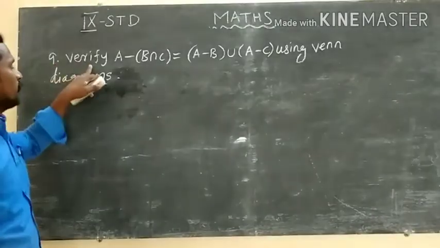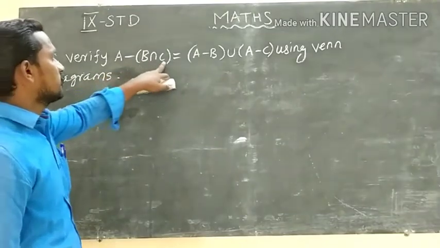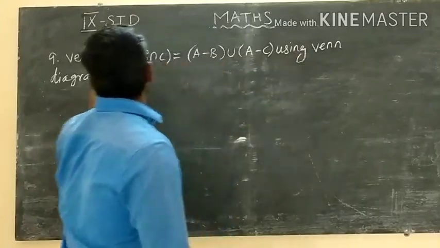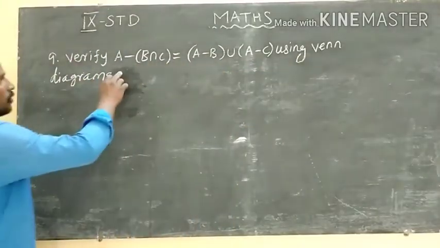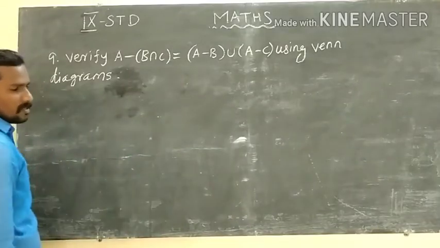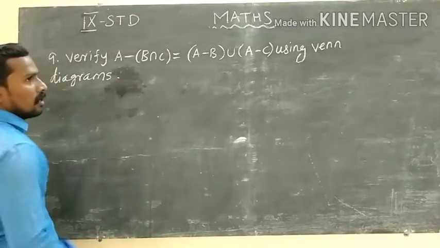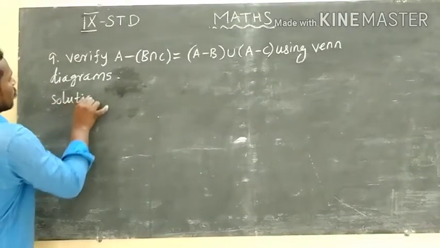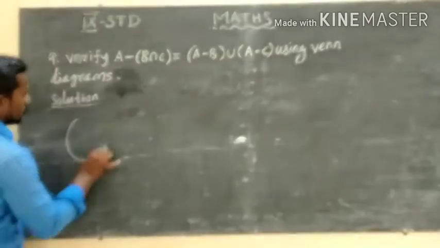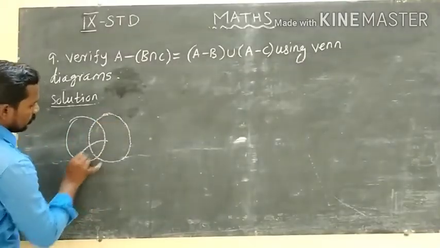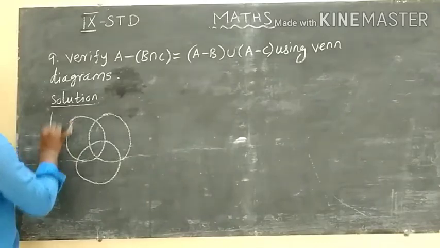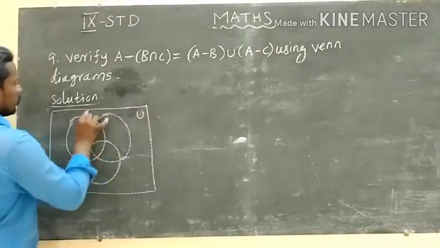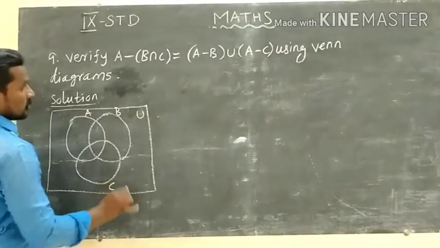Okay, ninth question. Verify A difference (B intersection C) equal to (A difference B) union (A difference C) using a Venn diagram. So, Venn diagram. Now we have A, B, C, three sets, and the three sets are overlapping. So the solution: 1, 2, 3, these three are overlapping. So form this like a union. This is A, B, C.